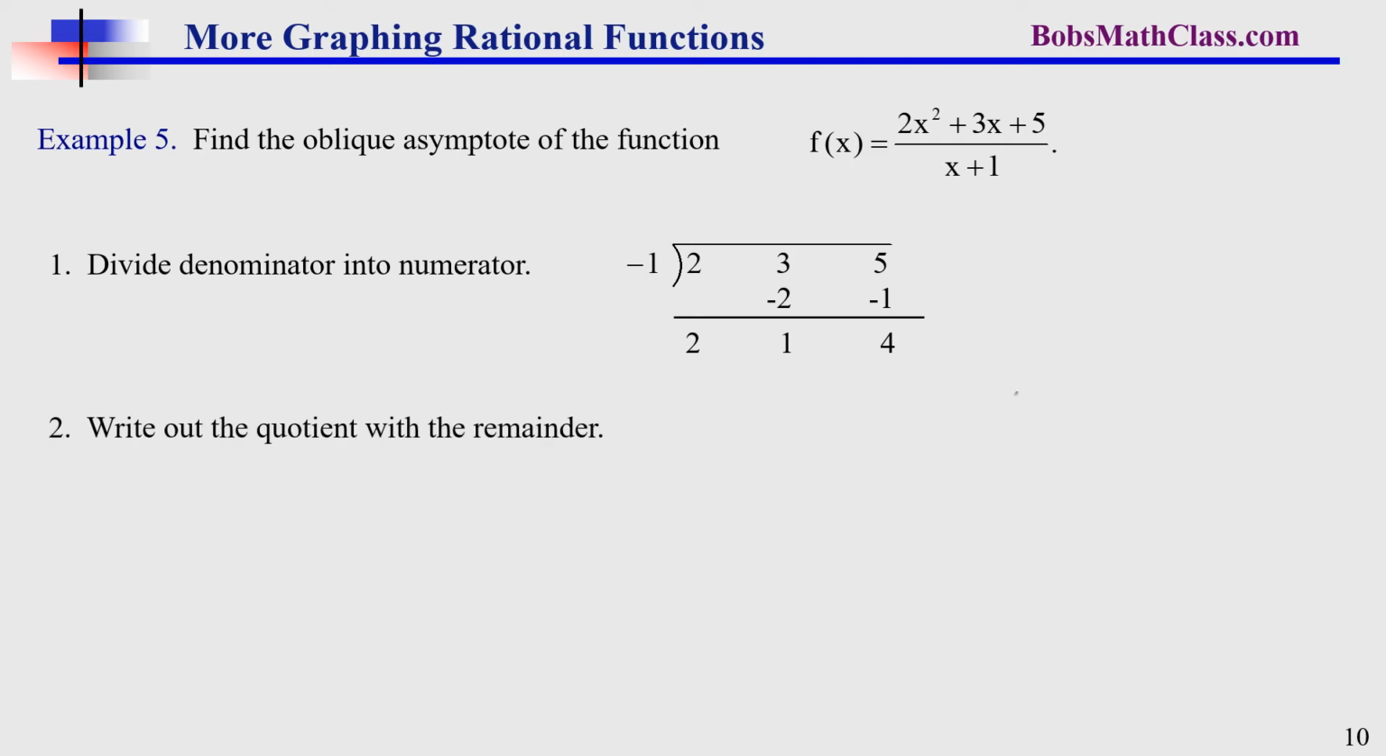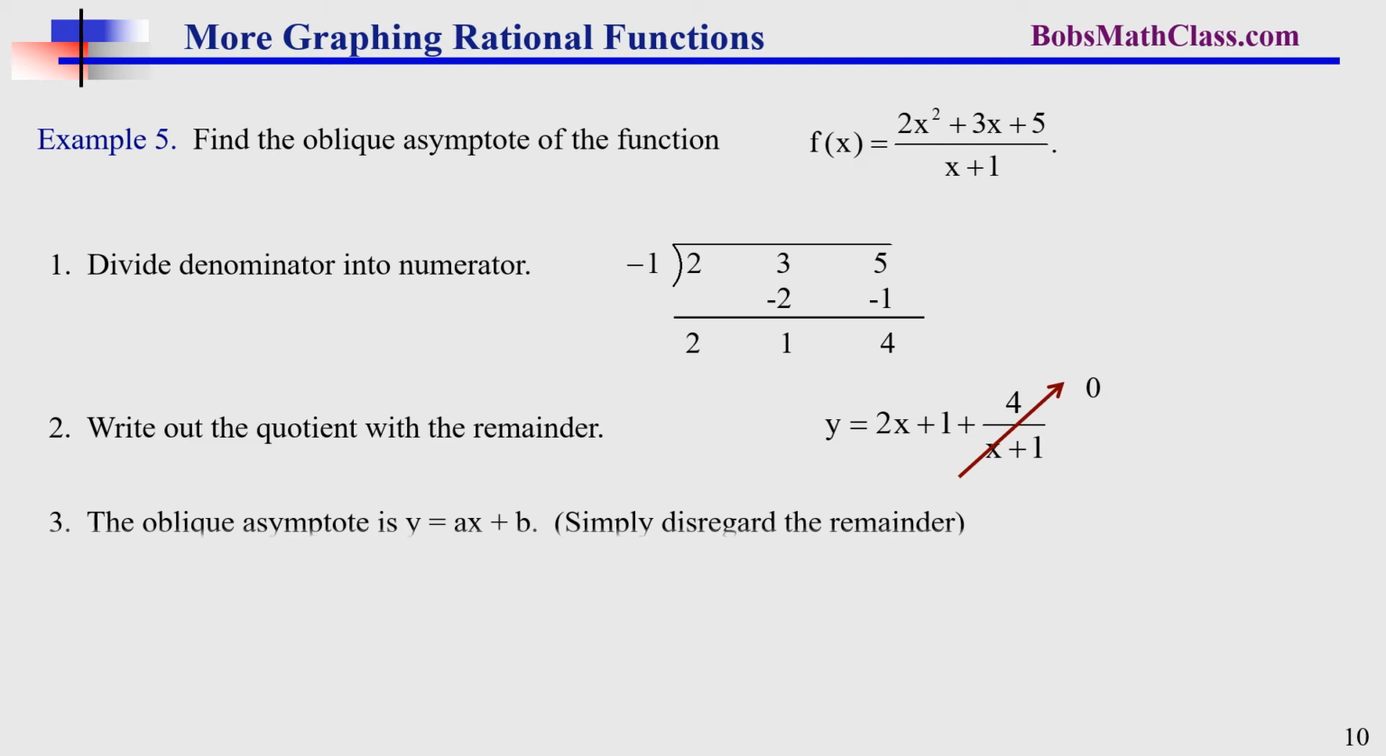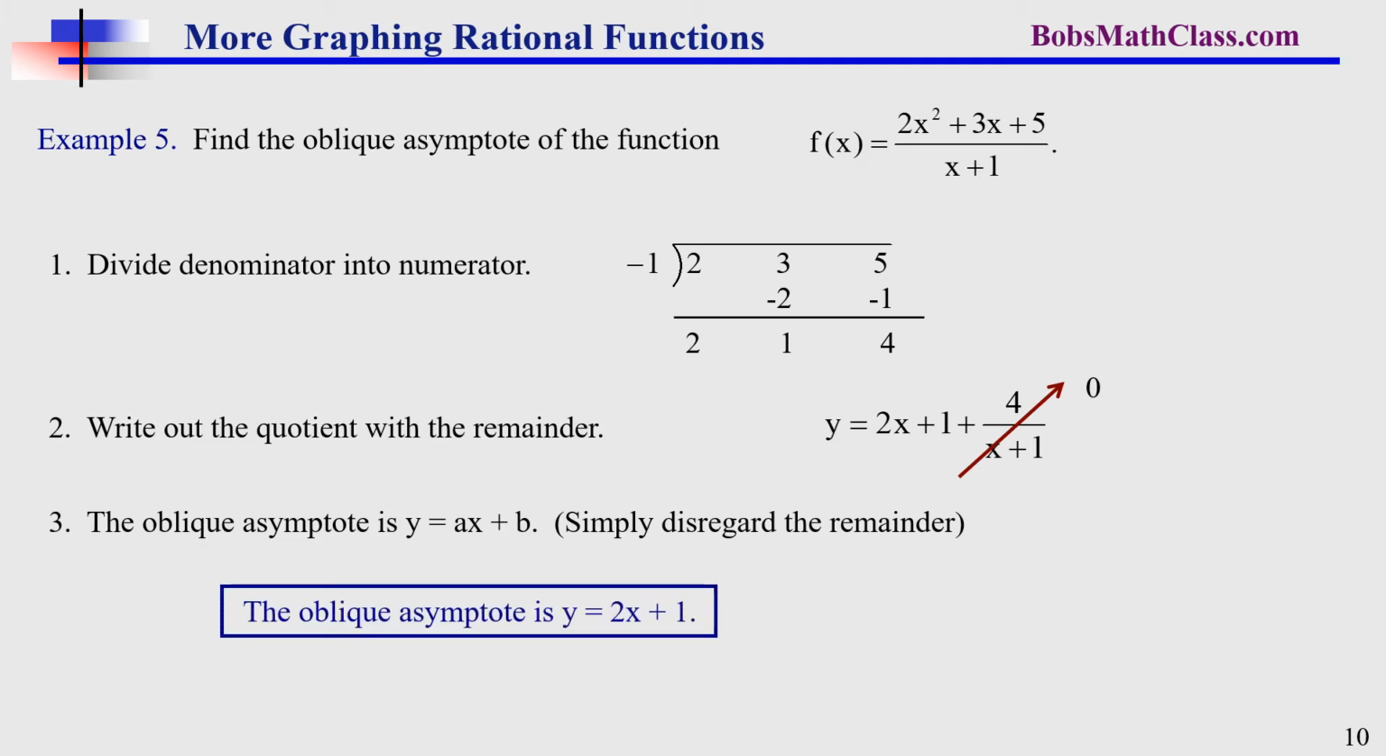So we're going to write out the quotient with the remainder. Y equals, so don't forget to write the y equals 2x plus 1 plus 4 over x plus 1. Oh, but what did we say about the remainder? Right, just get rid of it. So this is our oblique asymptote. Y equals 2x plus 1.